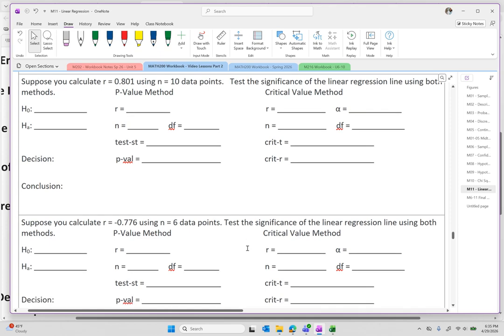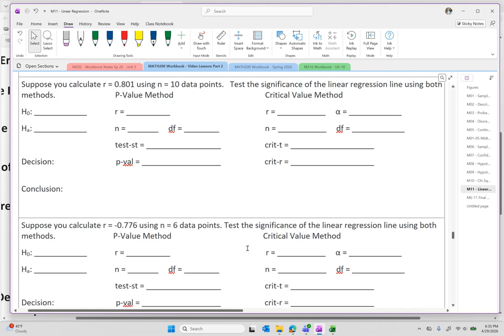We will do a couple more examples for a significance test for the significance of the linear correlation coefficient. Let's assume that we calculate an r of 0.801 using n equals 10 data points. We want to test the significance of the linear regression line using both methods.